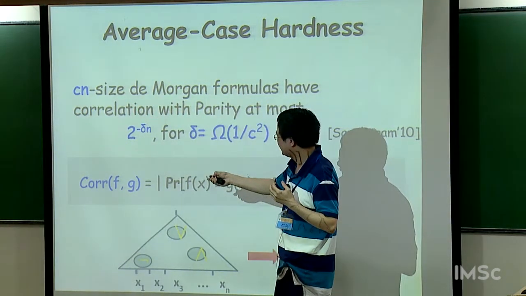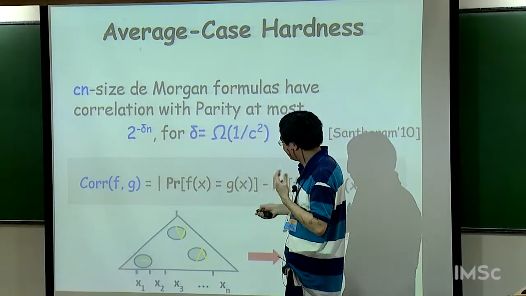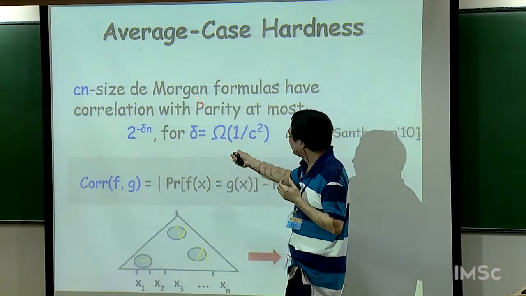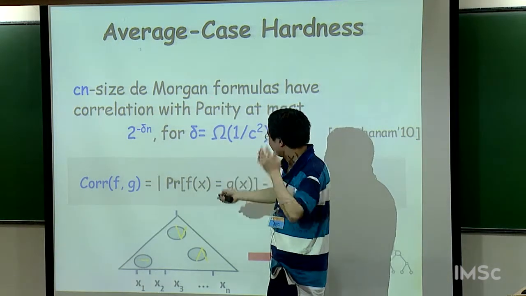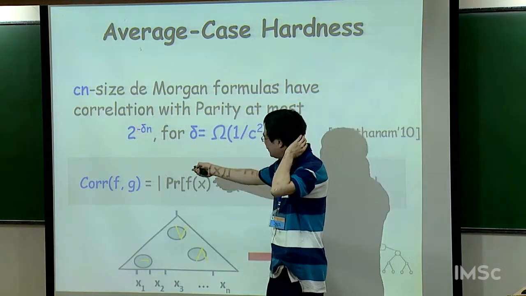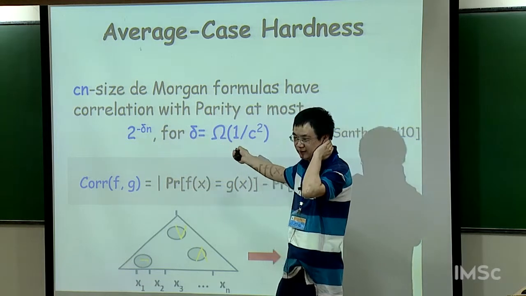So that directly implies that De Morgan formulas of size Cn cannot have a correlation larger than this. Sorry, let me say it again. De Morgan formulas of linear size cannot have correlation, have exponentially small correlation with parity.